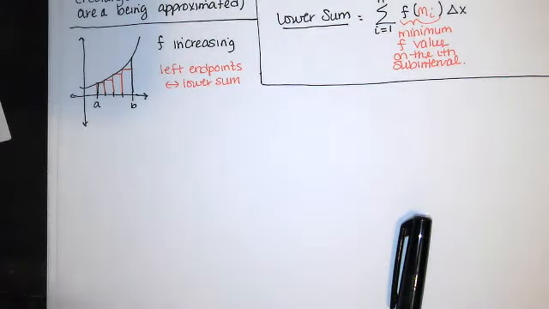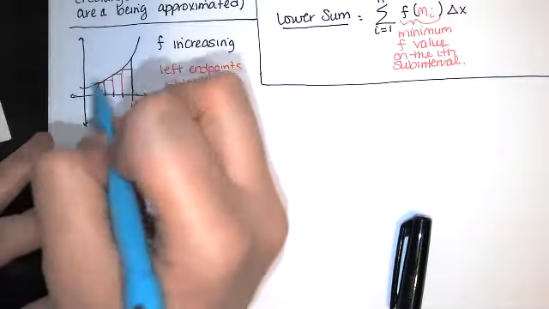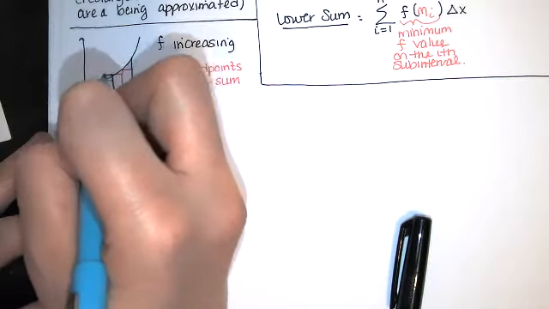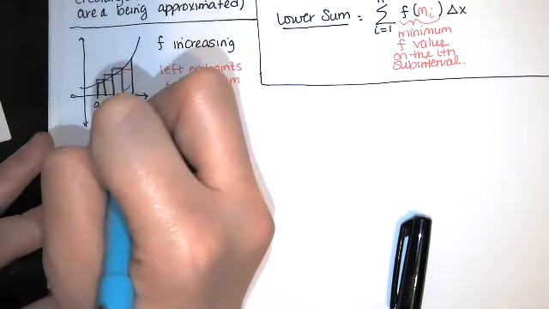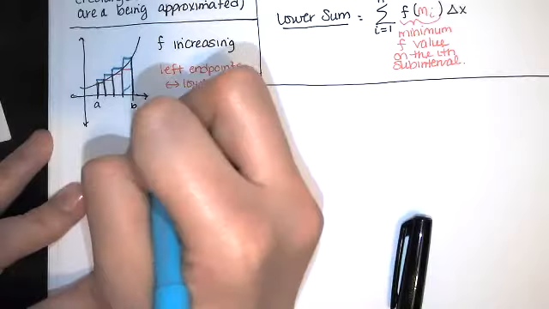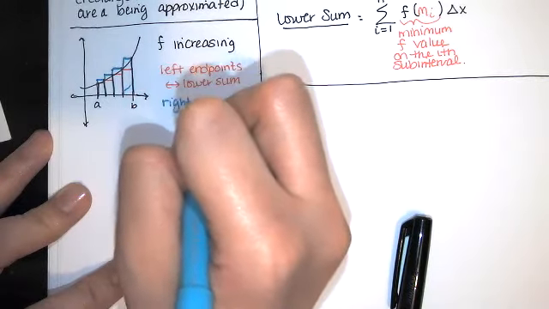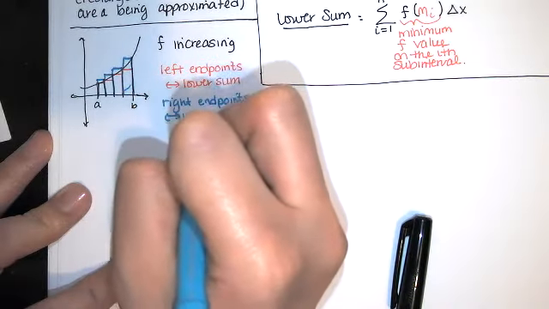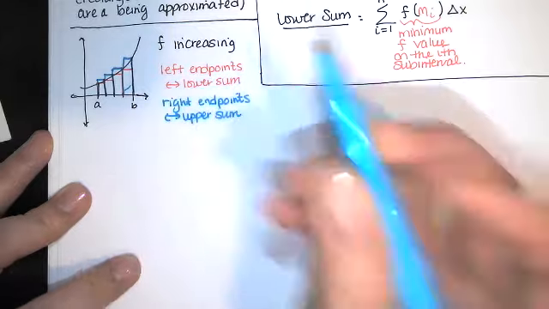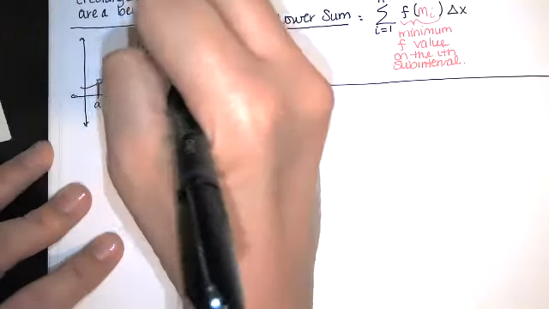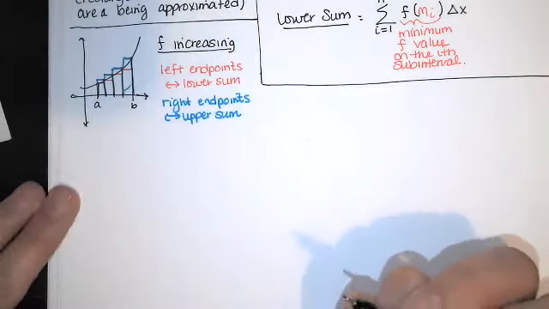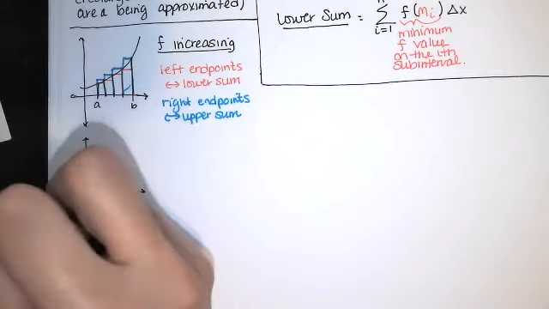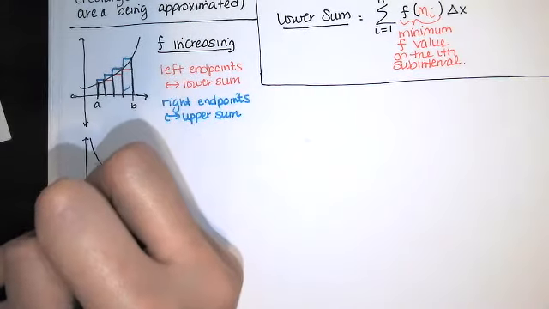If f is increasing, the largest y value on each subinterval will be on the right. So if I evaluate the function on the right, and I do this, the right endpoints will correspond to an upper sum. So that's what happens if f is increasing. Now, if f is decreasing, it goes sort of the other way around. Well, exactly the other way around.